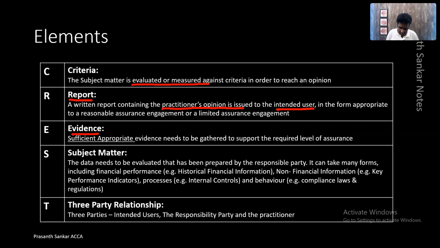And the subject matter is the data that needs to be evaluated, and the data is prepared by the responsible party. It can be of many formats. It can be a historical financial statement.